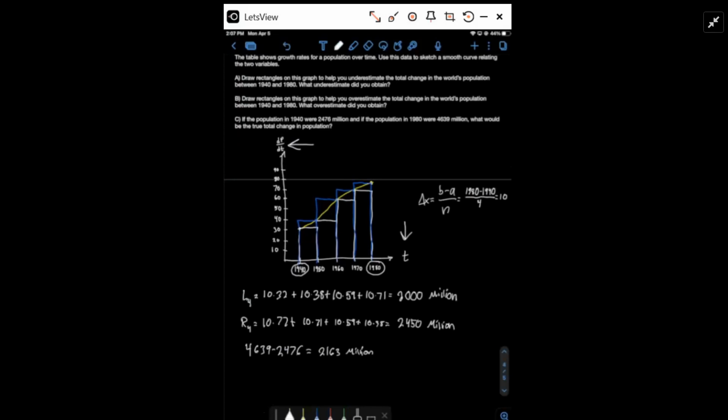So we see the underestimate was 2,000 million, the overestimate was 2,450 million, and the true change was 2,163 million.